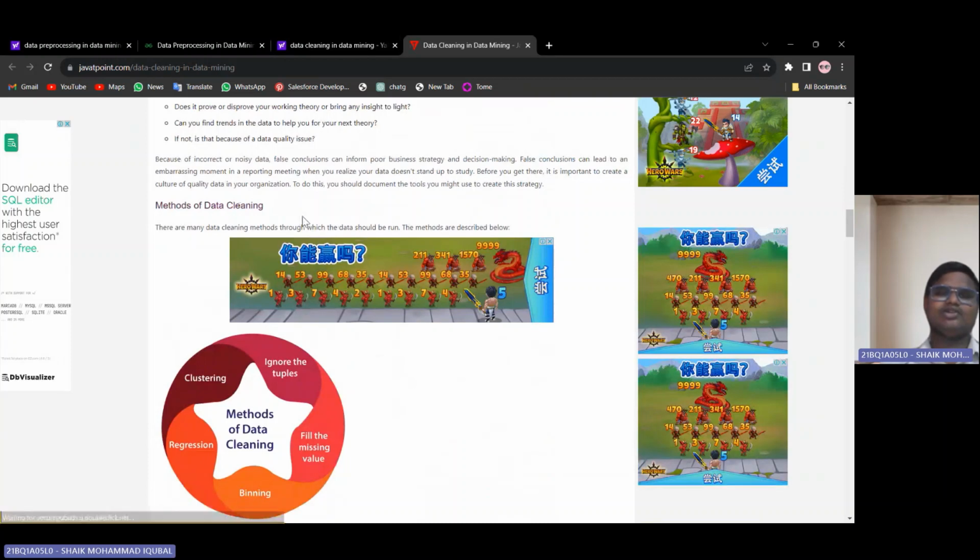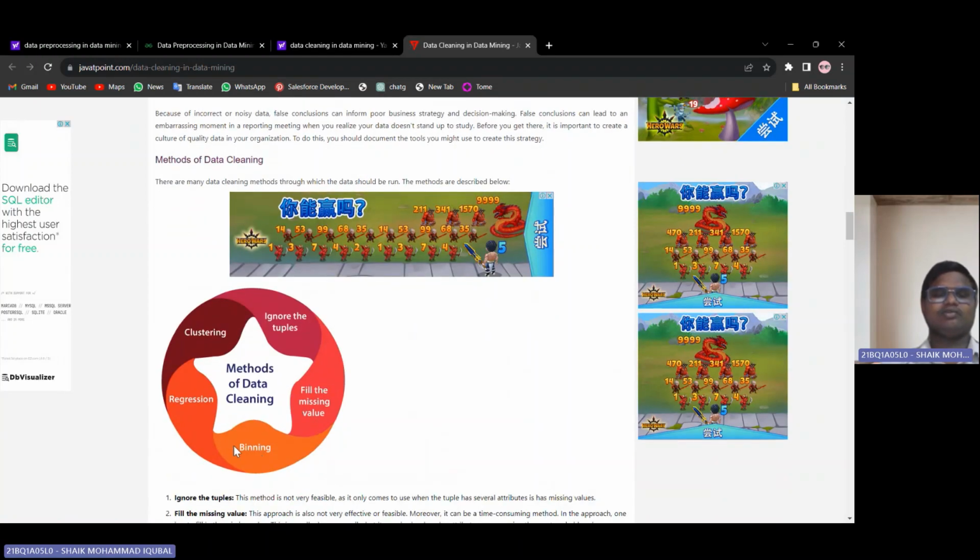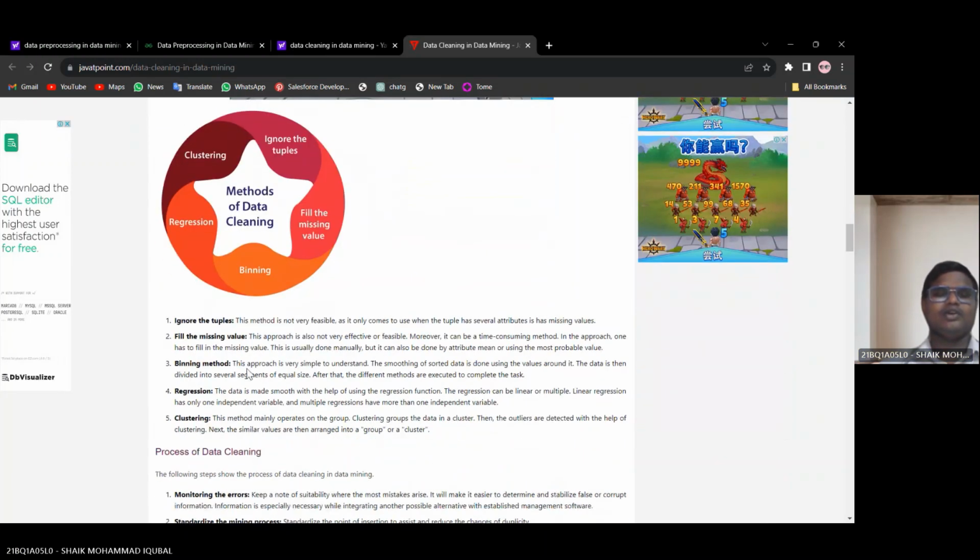There are many methods through which the data should be run. The methods are described below. Clustering, ignoring the tuples, filling the missing values, binning, regression. Ignoring the tuples: this method is not feasible as it only comes into use when the tuple has several attributes missing. Filling the missing values: this approach is also not very effective or feasible. Moreover, it can be a time consuming method. In this approach, one has to fill the missing value. This is usually done manually, but it can also be done by attribute mean, or using the most probable value.